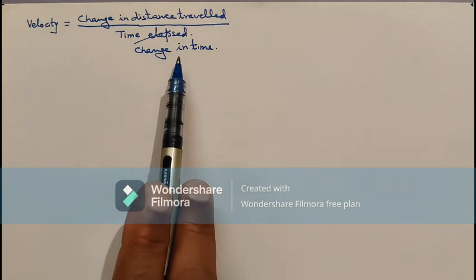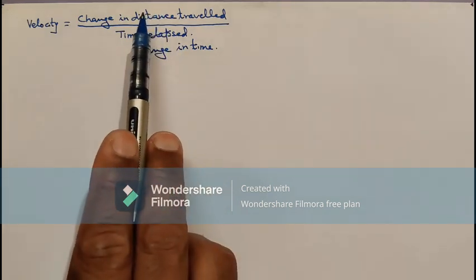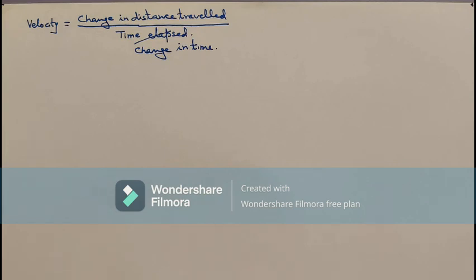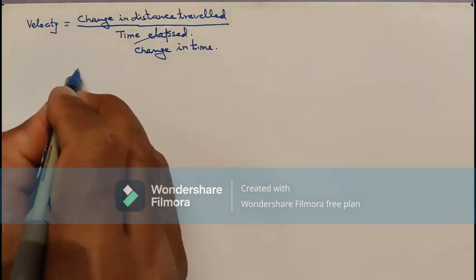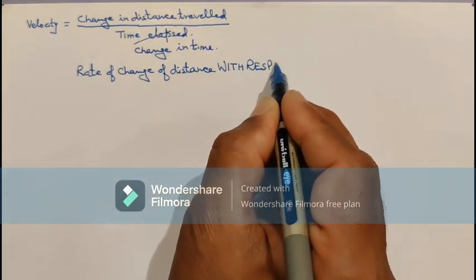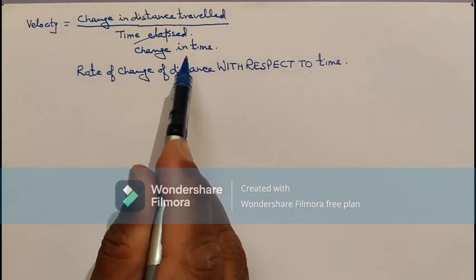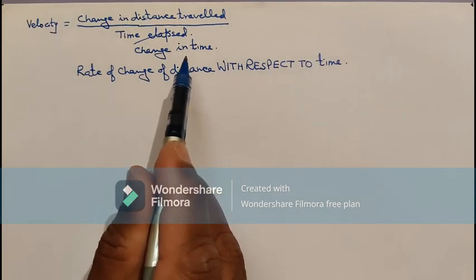Velocity is the amount of change in distance for one unit change in time. The time changes by 1 unit. How much has the distance traveled changed? This is known as the rate of change of distance with respect to time. Notice this "with respect to". The rate of change of some quantity can also be with respect to something other than time. The denominator here need not always be time.